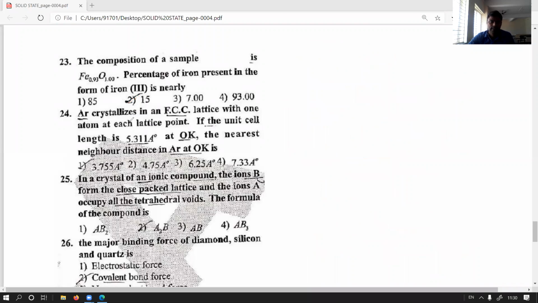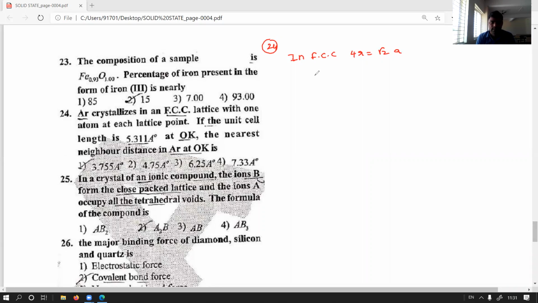Okay students, let's see the next, 24th question. Argon crystallizes in FCC, with one atom at each lattice point. If the unit cell length is 5.31 angstroms at 0 kelvins, find the nearest neighboring distance. In FCC, face-centered cubic crystal, 4R is equal to root 2 A. Then they asked for the nearest neighboring distance.